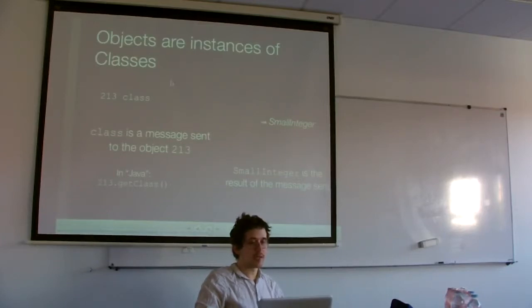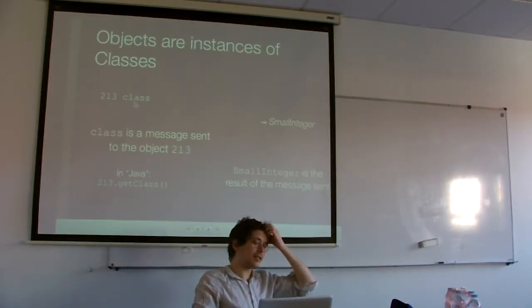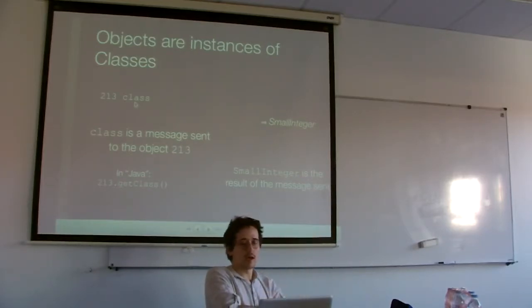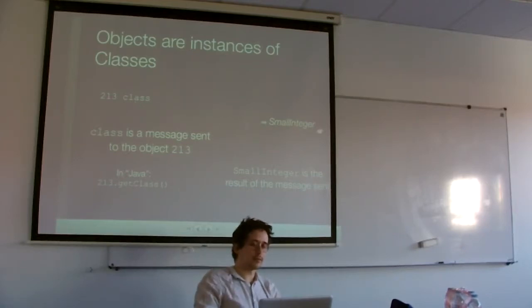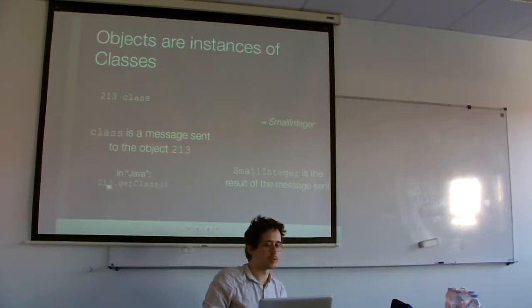So objects are instances of a class. You can ask the class of an object by sending it the message class. If I send class to the integer 213, I get the class SmallInteger. So it's a message sent to the object 213. It's really an object, it's not a primitive type. In Java it corresponds to this expression.